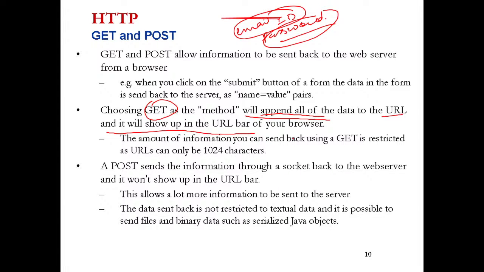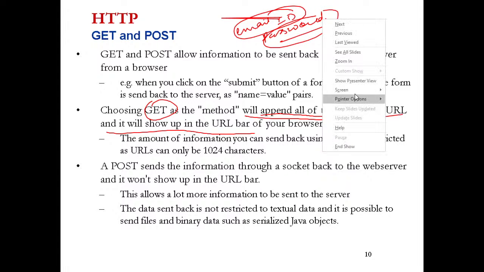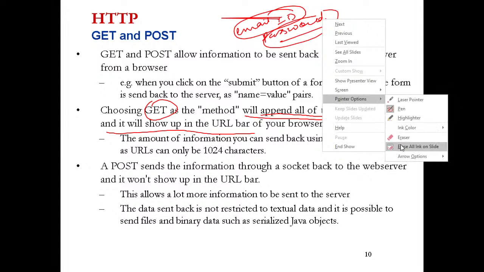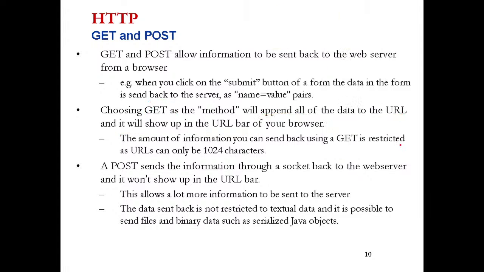The amount of information you can send using get is restricted, as URLs can only be 1024 characters. So there is a limitation for the get method as well, that you can only transfer 1024 characters through the URL. If we want to send more data, then we definitely cannot use the get method.